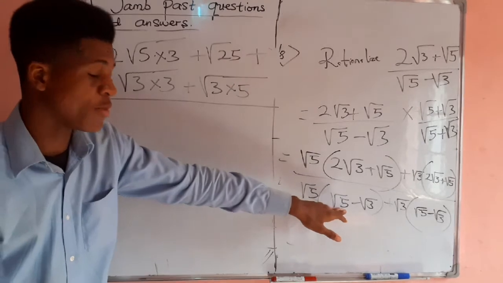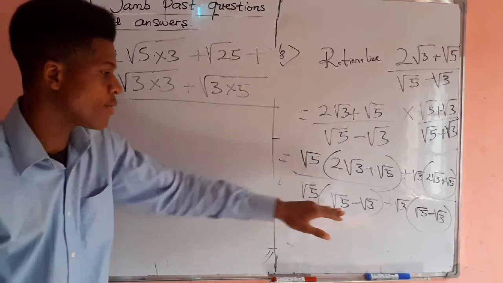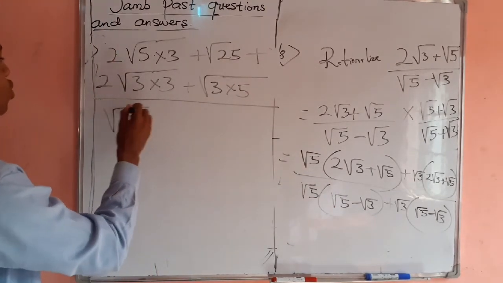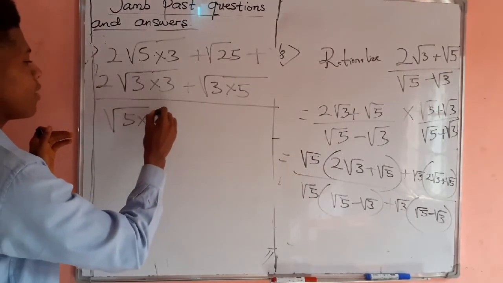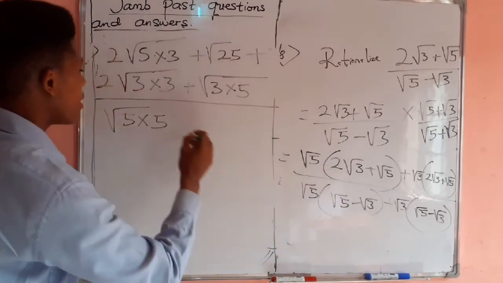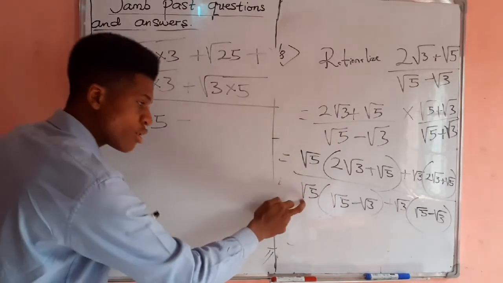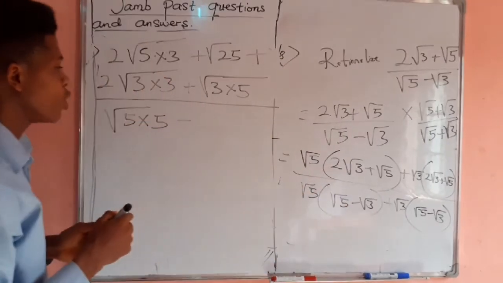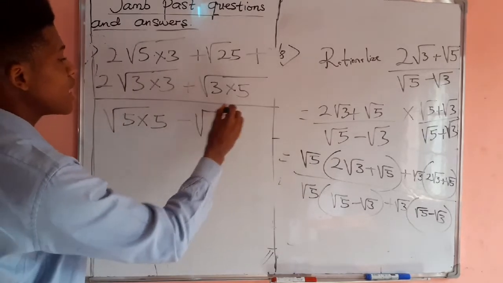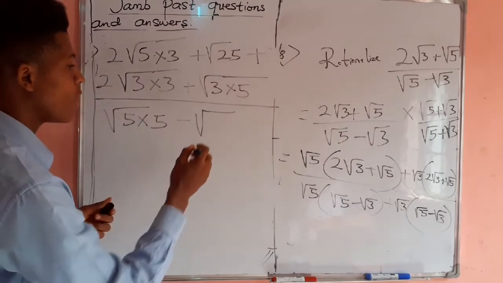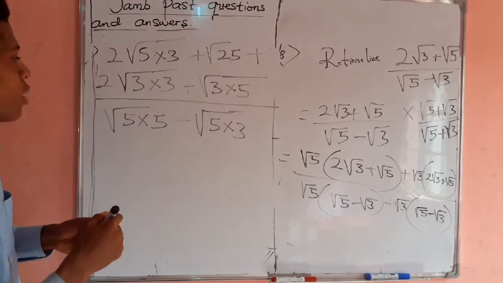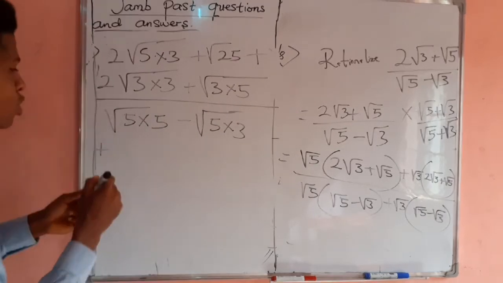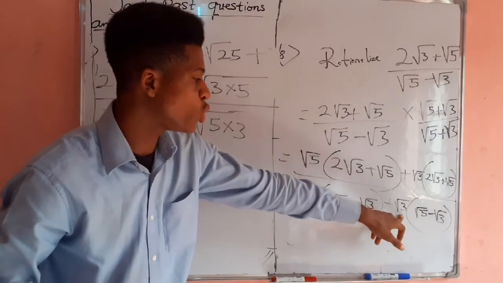Root 5 times root 5, right? 5 times 5. So this is roots, you bring them all in one root, 5 times 5. You have a minus here. Minus, still root 5 multiplies root 3. You bring them in one umbrella now: root 5 times root 3 in one umbrella. Then you have what? Plus. What comes next? Plus root 3.